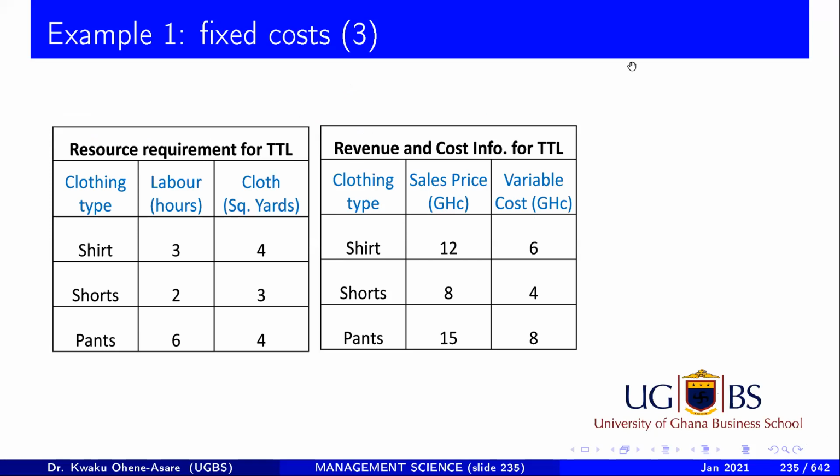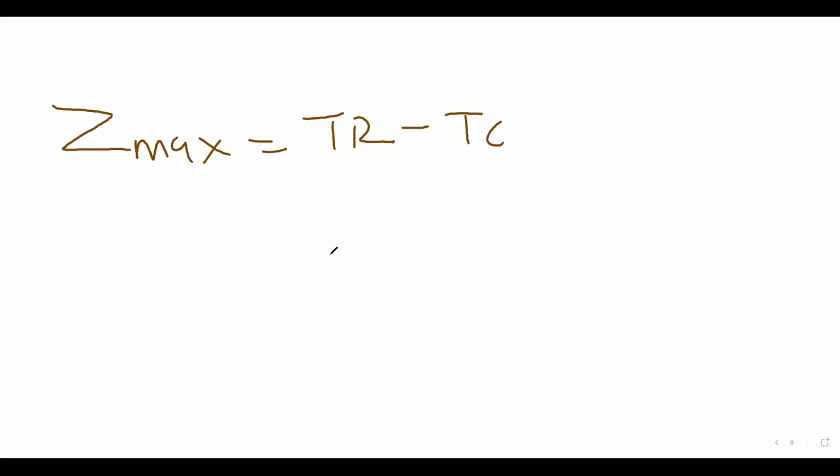Now, what is the total revenue? If your economics is very good, you will know that the total revenue is always the price times the quantity. And then the total cost is the fixed cost as well as the variable cost. So let's deal with the total revenue first. The total revenue is price times quantity. So what is the price?